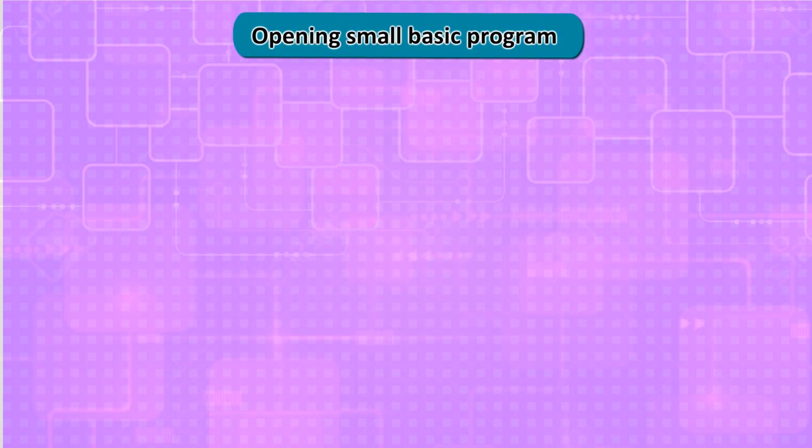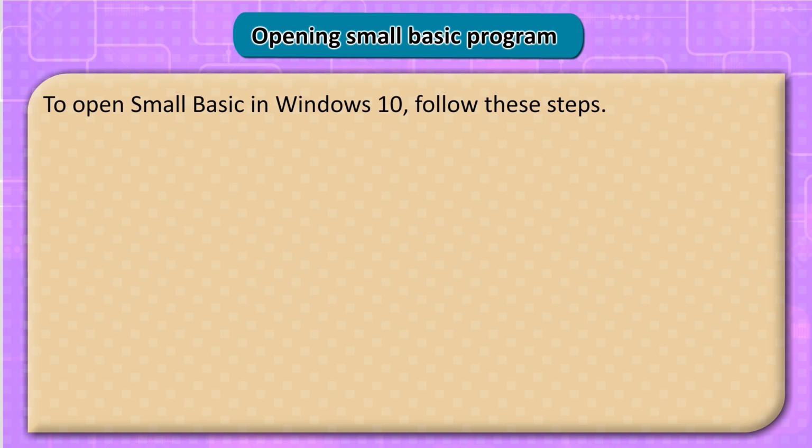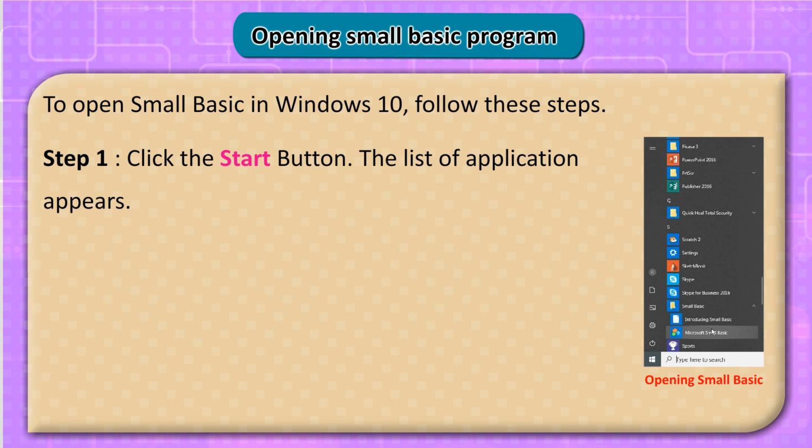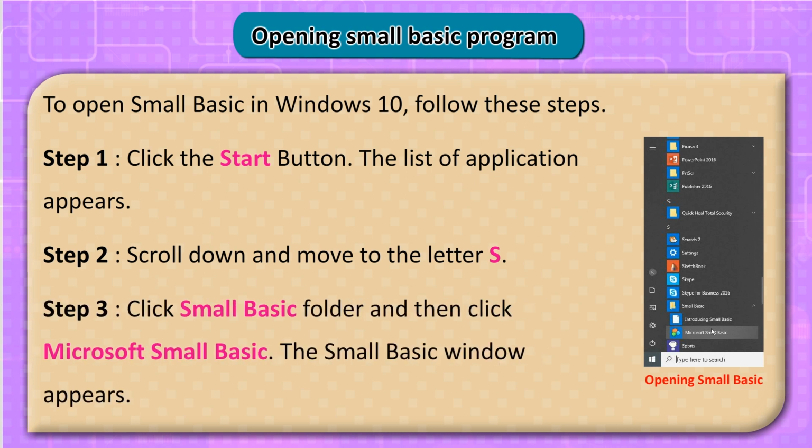Opening Small Basic program. To open Small Basic in Windows 10, follow these steps. Step 1. Click the Start button. The list of applications appears. Step 2. Scroll down and move to the letter S. Step 3. Click the Small Basic folder and then click Microsoft Small Basic. The Small Basic window appears.